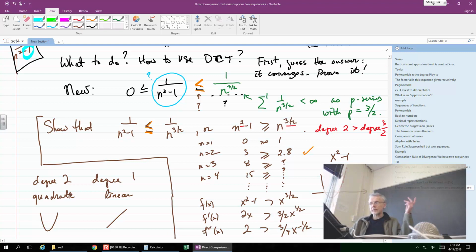The second derivative, look at it: a number versus a function that has a horizontal asymptote equal to 0. On the right, the second derivative is 3/2. So the second derivative is higher, which means that the first derivative will be higher eventually, which means that the original functions will have that inequality between them for large enough values of n.